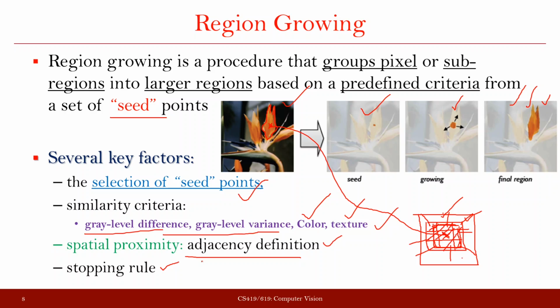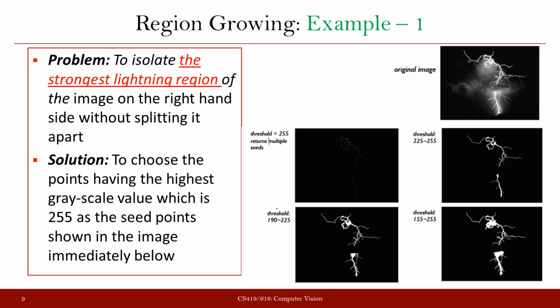So for any similarity criteria that you are considering, you need to decide this stopping rule. For example, if you are using the gray level variance, so variance is a quantity. Based on a threshold, you have to decide what should be the variance for which you should enlarge the region and what should be the variance for which you should stop. So all these are the key factors when we are using this region-based technique for segmentation.